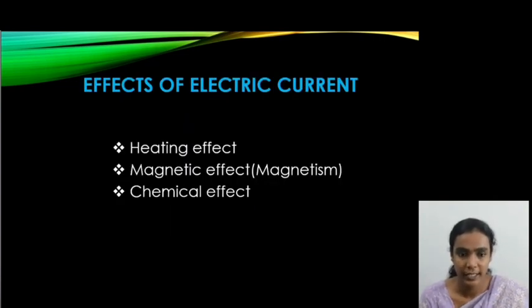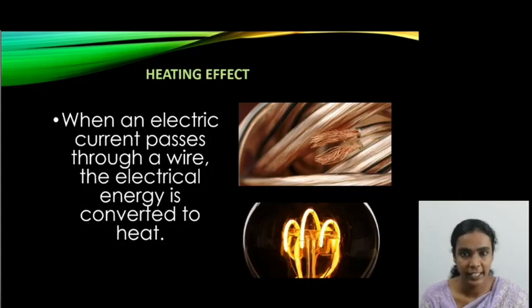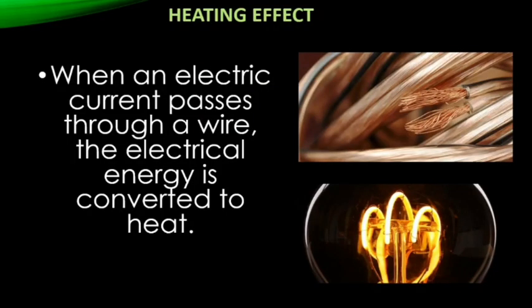Now we are going to see the effects of electric current. There are three effects of electric current: heating effect, magnetic effect and chemical effect. Heating effect: when an electric current passes through a wire, the electric energy is converted to heat.